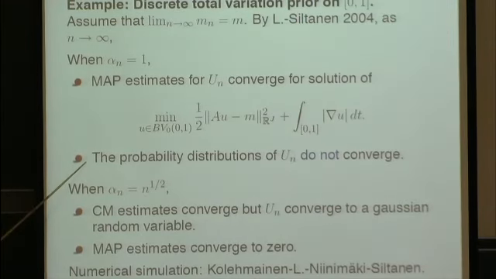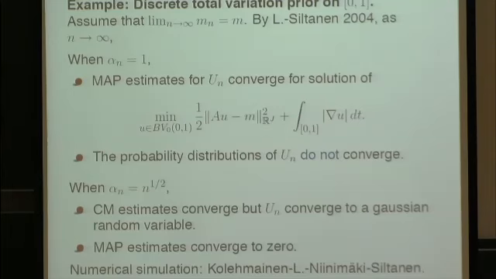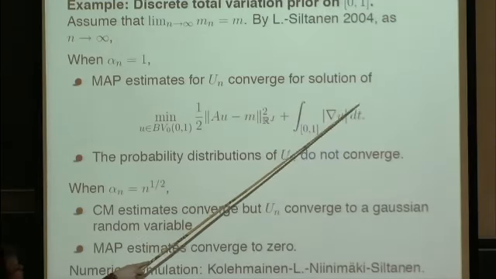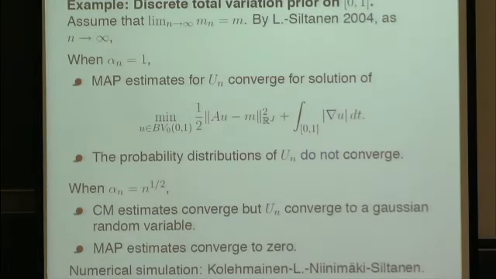If we want the probability distributions to converge, so that this would make sense in the sense of stochastic statistics, we have to choose alpha n to be n to the power of 1/2. This is due to the central limit theorem. Then the probability distributions and the CM, the conditional mean estimates, converge, but the limit is Gaussian. So it's very different. Here we don't have a Gaussian, we don't have a quadratic function. So if I put power 2 here, I lose the edge-preserving properties of this type of regularization. And in this case, the maximum a posteriori estimates converge to 0.